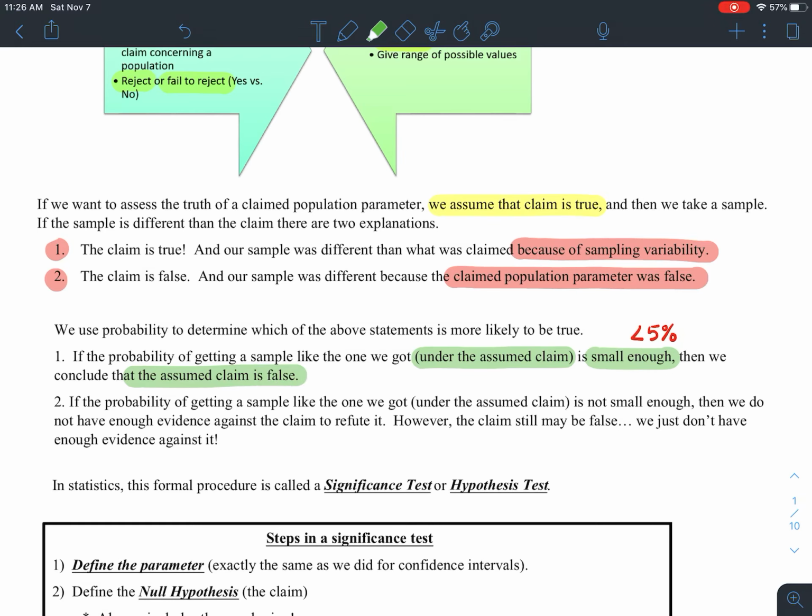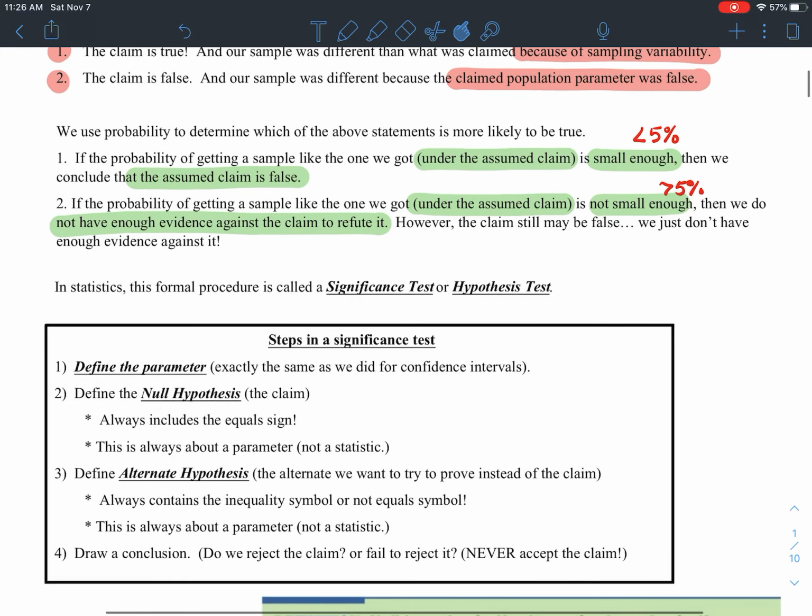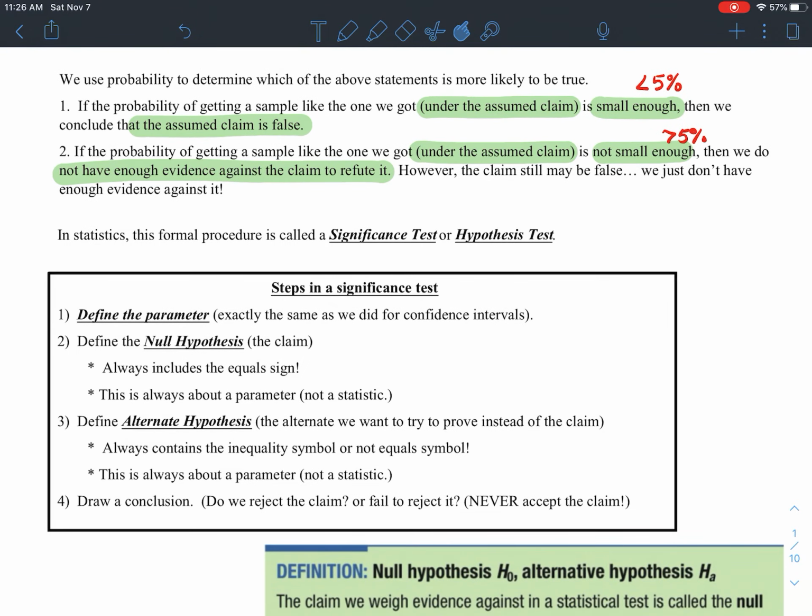But if the probability of getting a sample like the one we got under the assumed claim is not small enough, meaning greater than 5%, then that means we do not have enough evidence against the claim to refute it. Now, it's still possible that that claim could be false, but the evidence provided in our sample is not strong enough for us to say that we're going to reject that claim. Okay, and so in statistics, this process that I'm laying out the groundwork for right now is called a significance test or a hypothesis test.